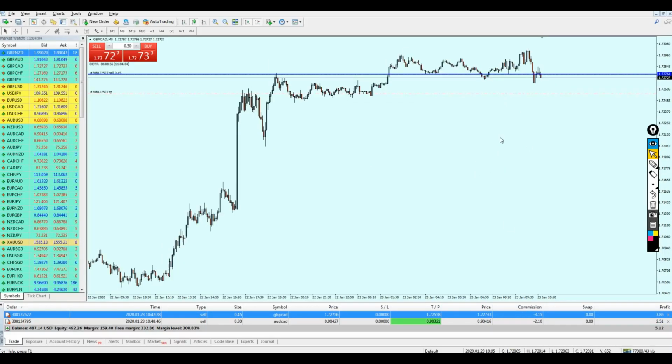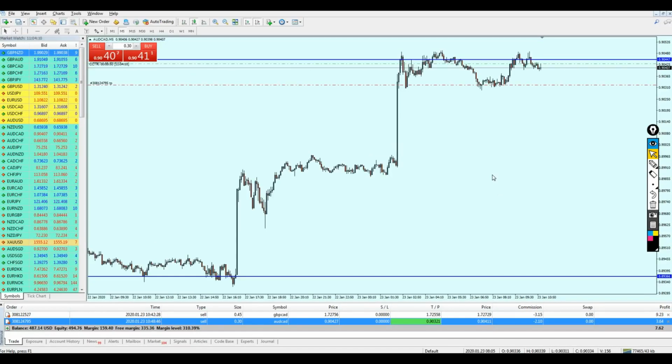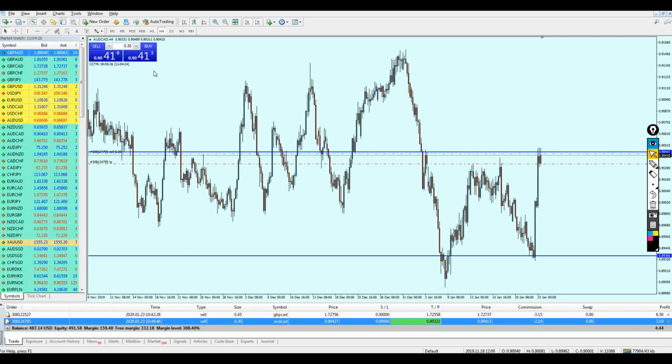The pound Canadian is still in profit, and by the way, I'm on the 5-minute time frame right now. Even the AUD CAD is in profit. A lot of my friends ask me which time frame I should use, why sometimes I go to the 30-minute time frame, sometimes the 15, sometimes the 5. Guys, the whole idea is to find your level on the bigger time frame, then switch to any small time frame you want to find a better level for your entry.